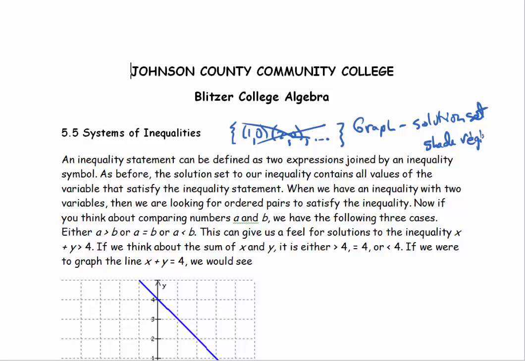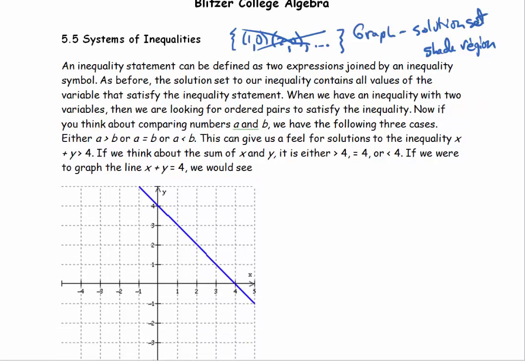So these graphs are all going to be done on a coordinate plane, and we're going to look at what would the solution be and then shade that solution region. Well, let's take a look at an inequality here, x plus y is greater than 4. So here we're looking at the points where the sum of the x and y is greater than 4.